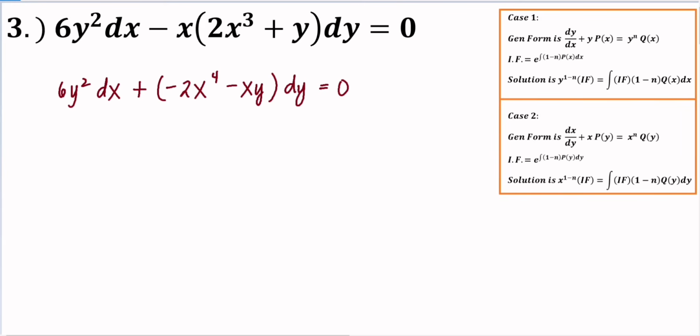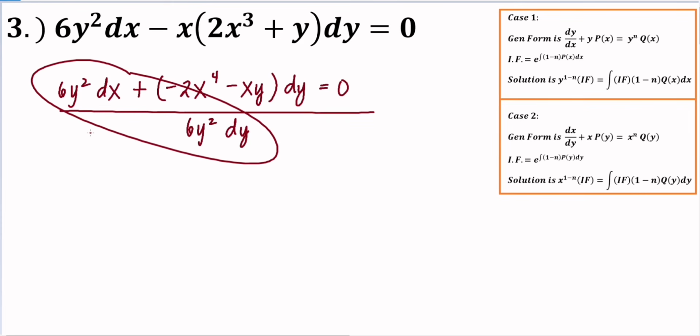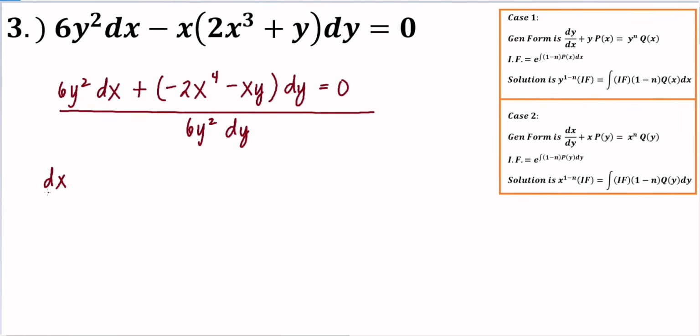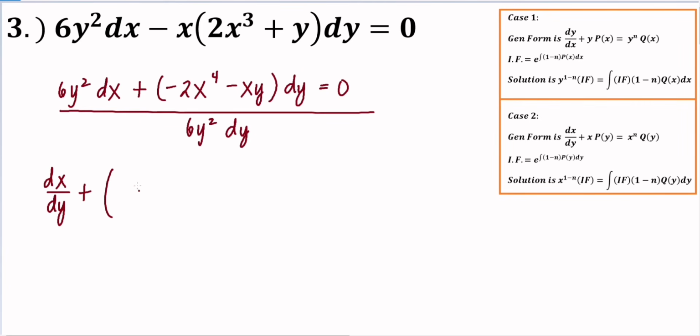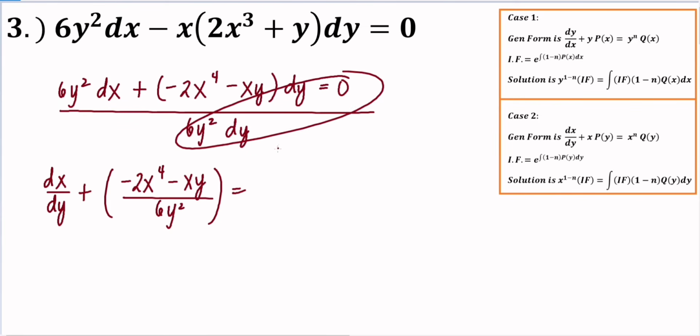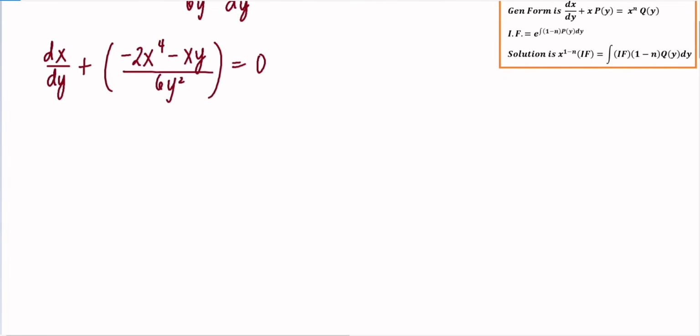Okay? So, we will have, divide natin to lahat sa 6y squared dy. Para matira dito, ayan, dx over dy. So, for the first term, 6y squared will be cancelled out. We will be left with dx over dy. Okay, plus, dito naman, ayan, cancelled naman si dy. So, ang matitira sa atin is negative 2x raised to 4, okay, minus xy all over sa 6y squared. So, makakancel na dito si dy. Equal, syempre, 0 divided by any number is 0. Okay? So, dx over dy, ayan.